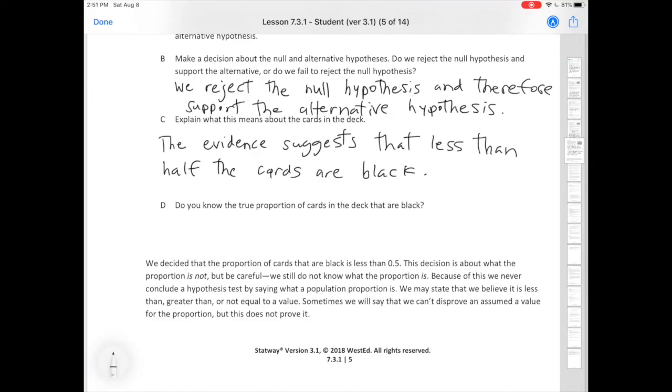Now, part D is making sure that we understand the difference between what we're doing and being certain of something. So, do you know the true proportion of cards in the deck that are black? The answer is no. We don't know for sure that the population proportion is less than a half, right? So we believe less than half the cards are black.